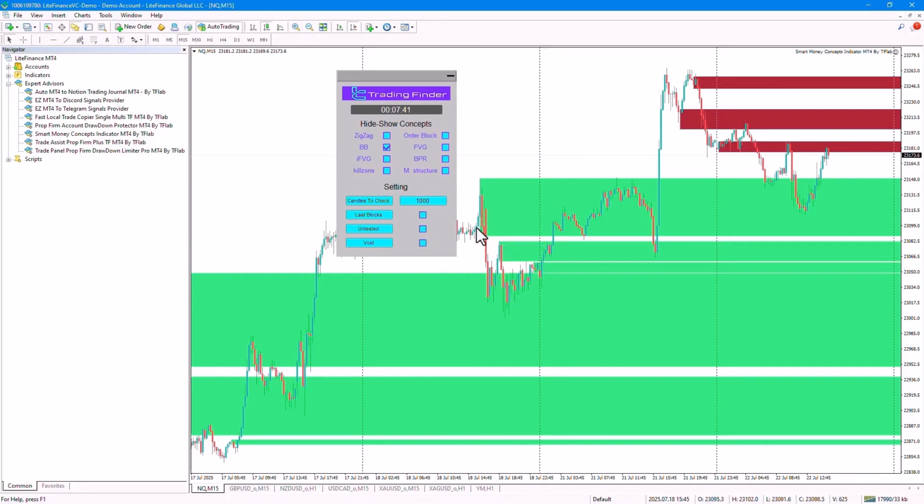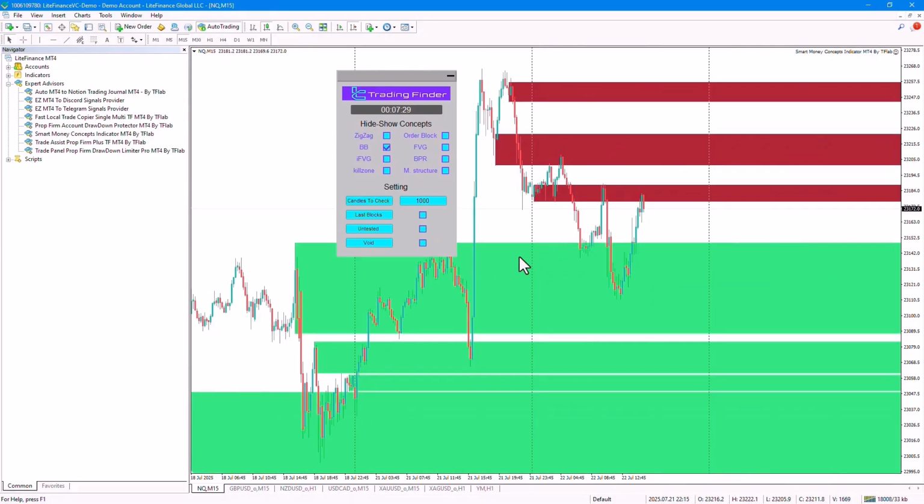Here, this bearish order block acted as a resistance zone, but as the price moved upward, this bearish order block was broken and turned into a bullish breaker block, which is marked in green.